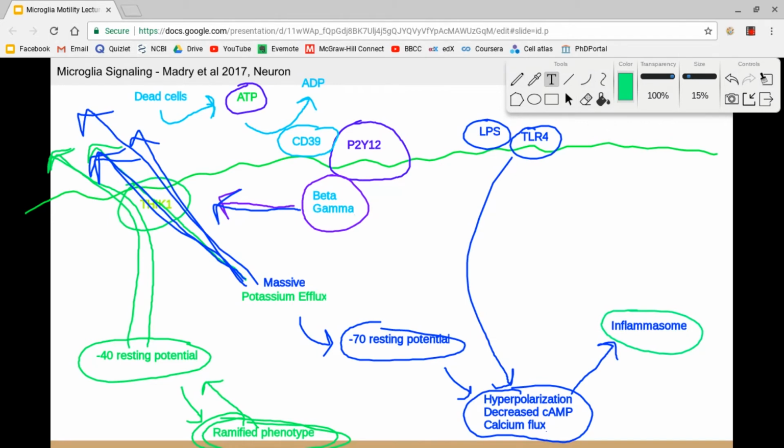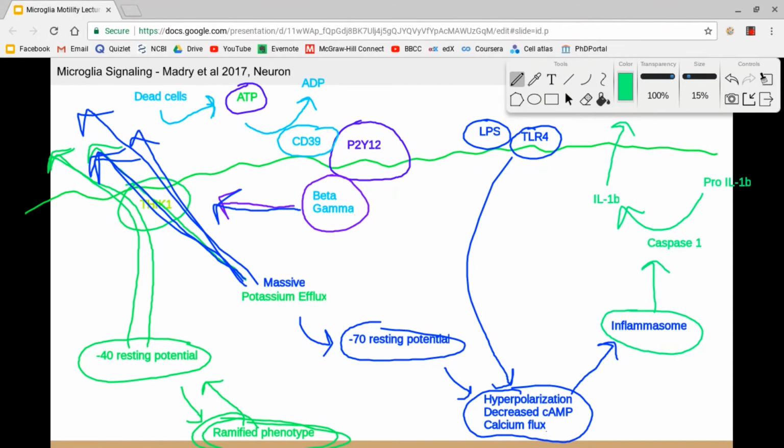This causes the activation of caspase 1. Caspase 1 cleaves pro-IL-1 beta into active IL-1 beta or mature IL-1 beta, which gets secreted, leads to inflammation.